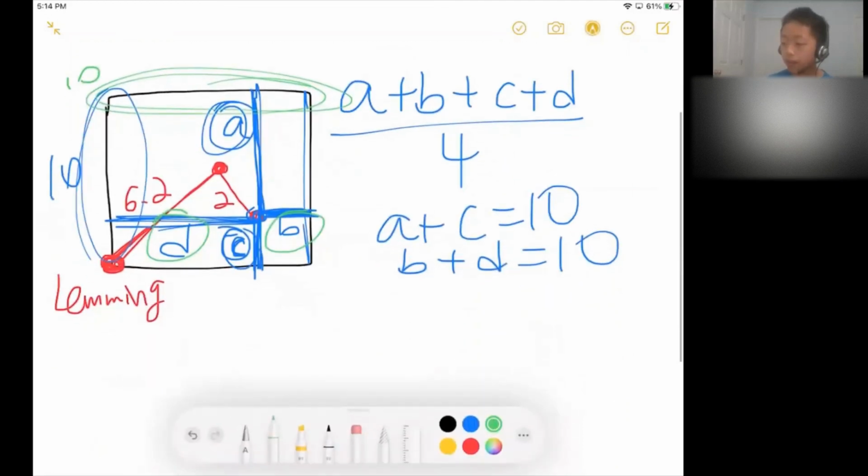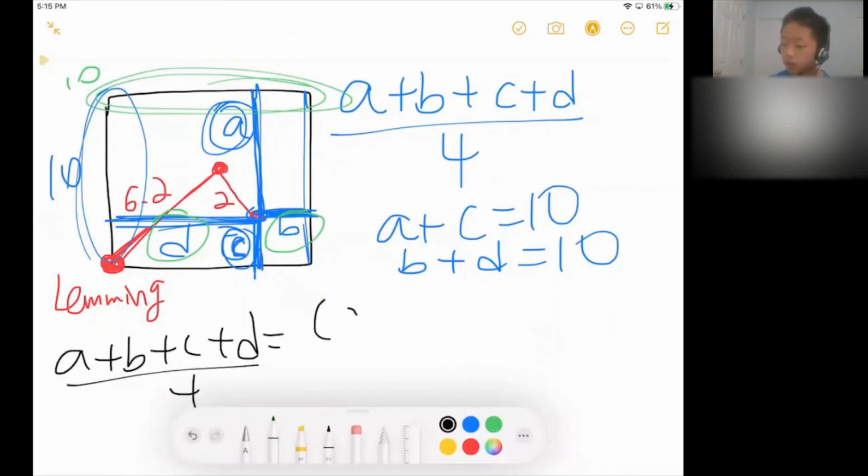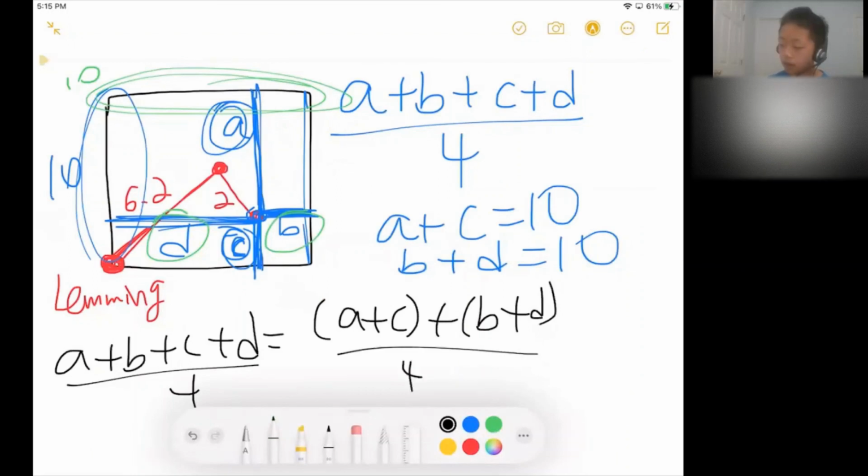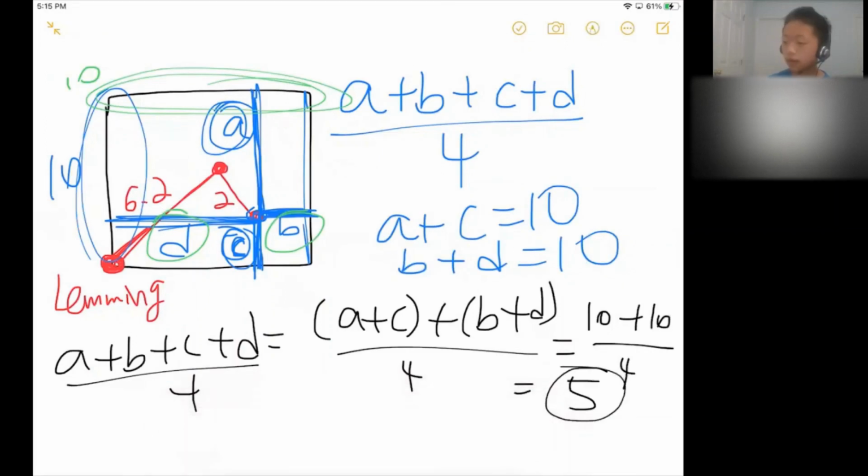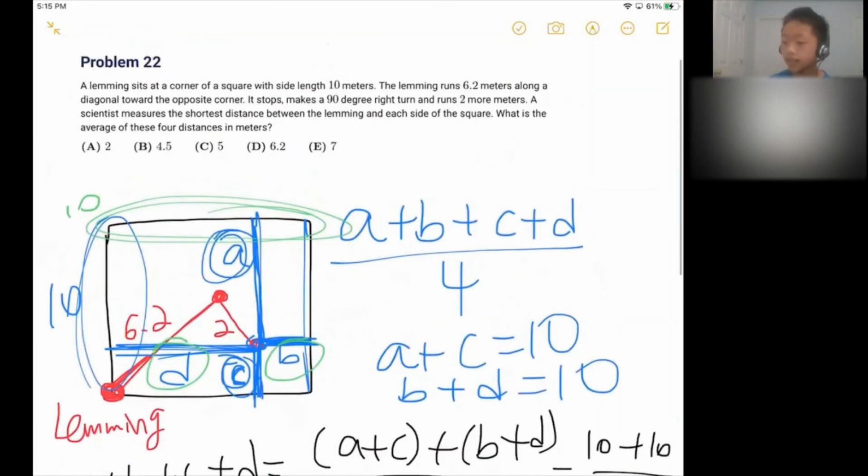Because we want A plus B plus C plus D divided by 4, that's just equal to A plus C plus B plus D divided by 4. That's 10 plus 10 divided by 4, which equals 5. So that would give us choice C as the answer.